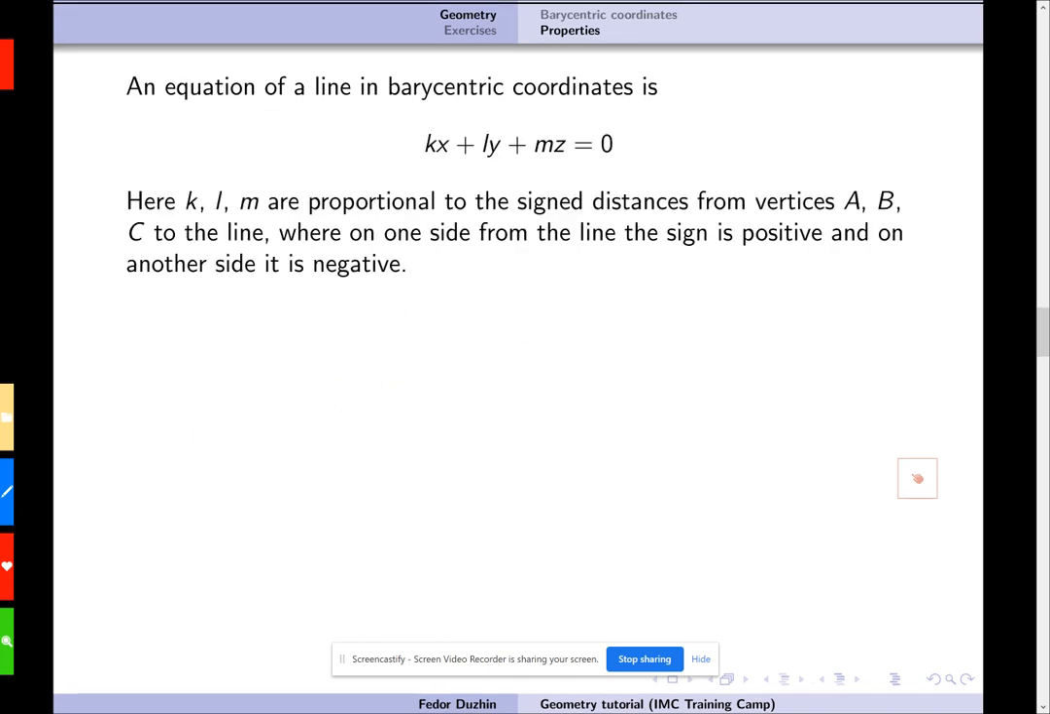Same for the next thing. So the equation of a line in barycentric coordinates is just a linear equation, a homogeneous linear equation. But notice that here there are more: K, L, and M are proportional to the signed distances from vertices A, B, and C to the line.